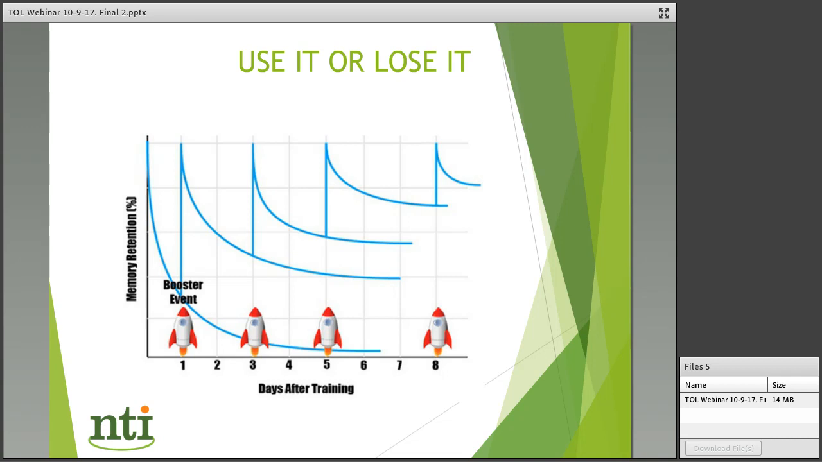If you do periodic booster events, and they can be very, very small. Again, it can be one morsel of a curriculum. It's not the entire lesson. It's not the entire module. It's a particular concept. If you send those out repeatedly, a couple of days apart, you completely change that use it or lose it principle.